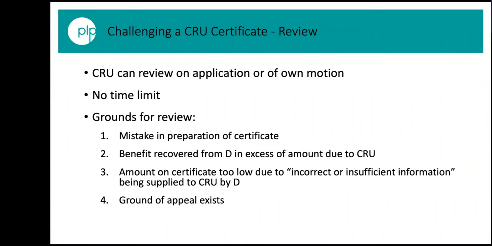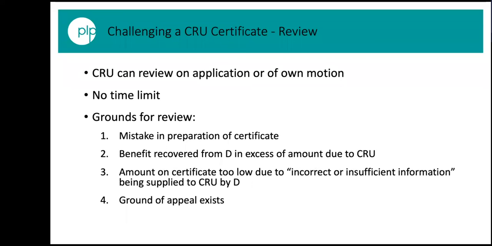Now, looking at a review, the CRU can review a certificate on application or of its own motion, and there's no time limit. And the grounds for review, as you can see, are very wide, and they're set out there. So a mistake in the preparation of the certificate, the benefit recovered from the defendant is in excess of the amount due to CRU. The amount on the certificate is too low due to incorrect or insufficient information being supplied to CRU by the defendant.